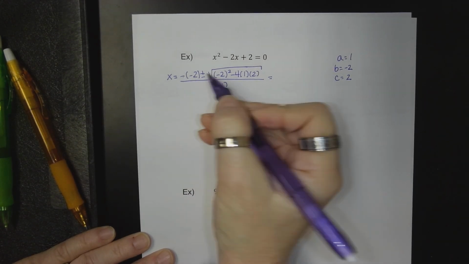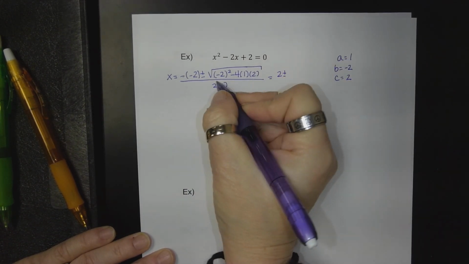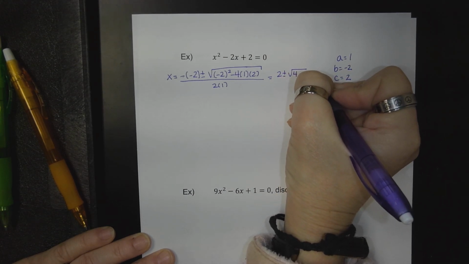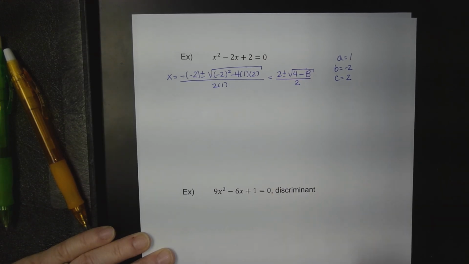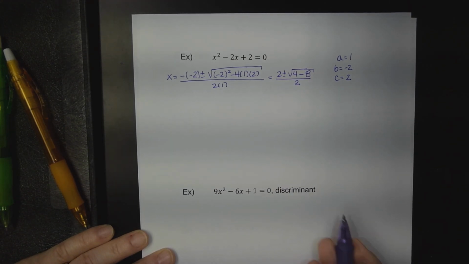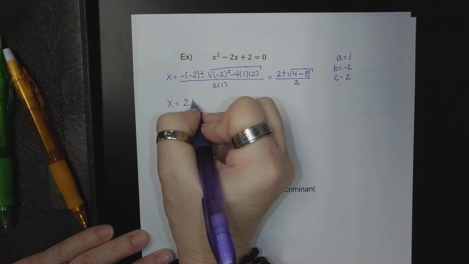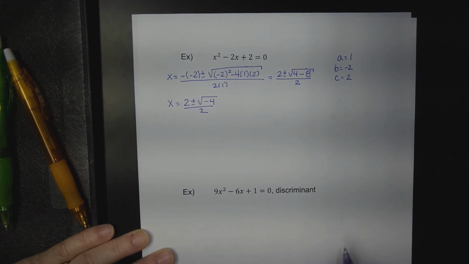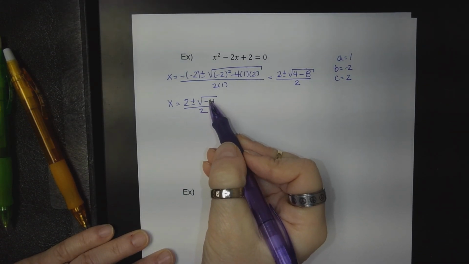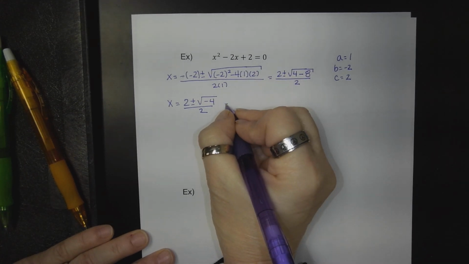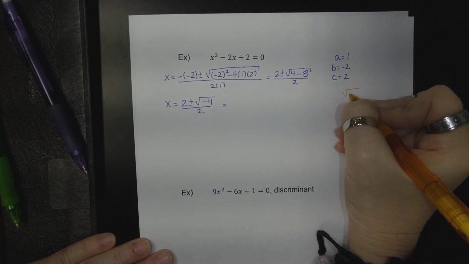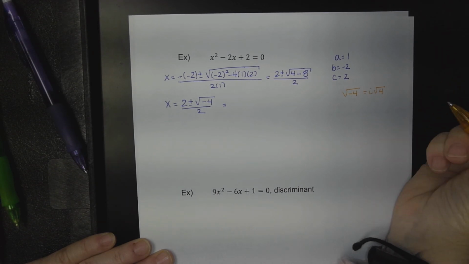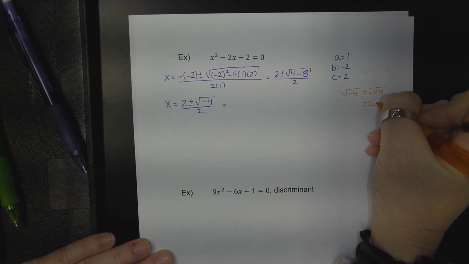So now let's simplify. Negative negative 2 is a positive 2, plus or minus the square root of negative 2 squared, which is 4, minus 8. Equals 2 plus or minus the square root of negative 4, over 2. Once again, we have a negative radicand, so we're going to expect to have no x-intercepts, right? Okay. Step over here, simplify negative 4. We're going to pull that i out right away and then have square root of 4. Square root of 4 is always 2, so that's going to be 2i.